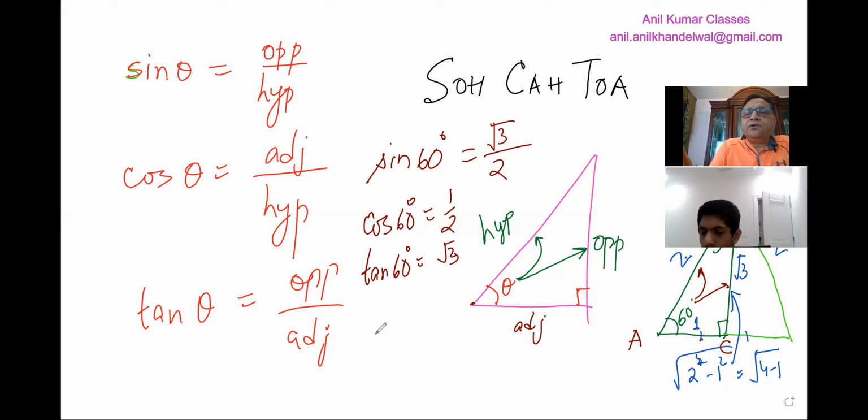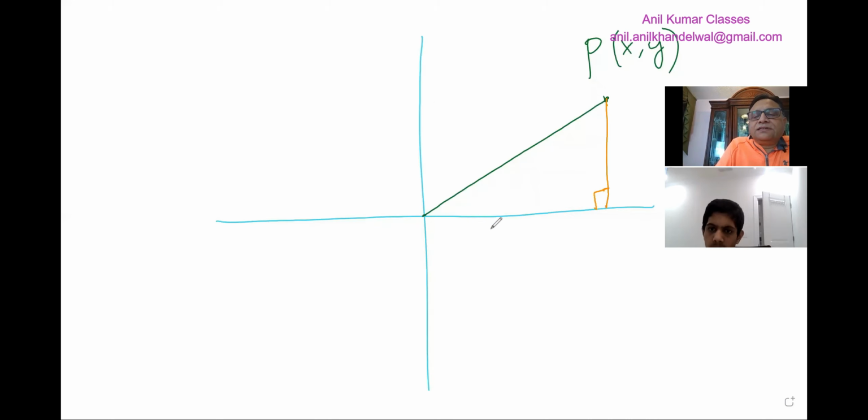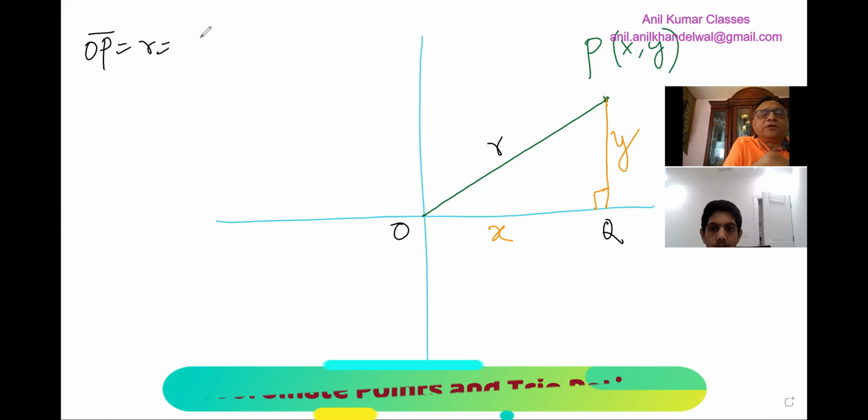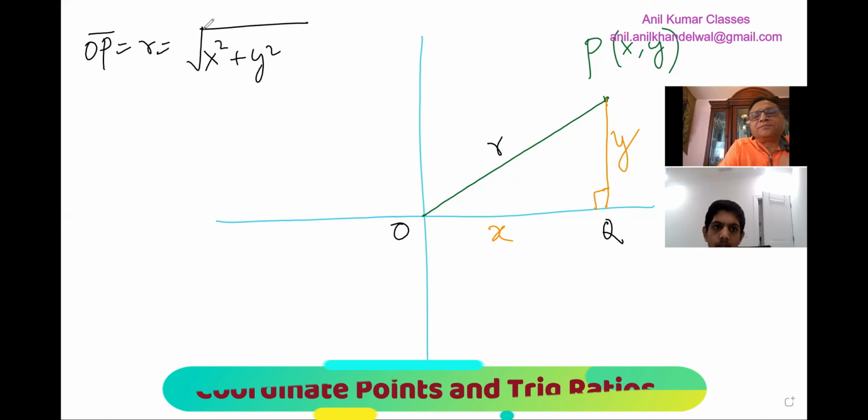Now let me take you to the next exercise. Then this length is x and this length is y. Correct? Let me write this point as Q. So what is OP equal to? Let's call this R. This R is equal to how much? Use Pythagorean theorem. Square root of x square plus y square. Correct? Right. Now, if this angle is theta, then what is sine theta equal to?